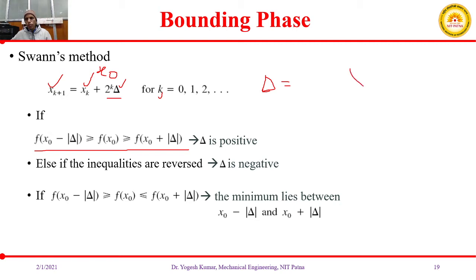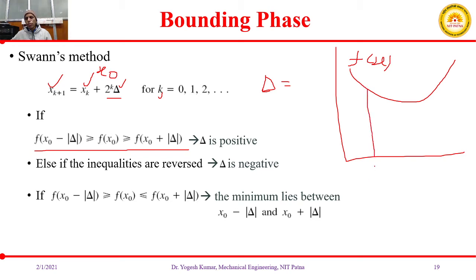Let me draw this unimodal function here again, for clarity. So suppose this is your function fx, and this is your starting point x0. This is your interval a and b, x equal to a and x equal to b. This is your value of x. Okay, so since we have starting value x0, we calculate the function corresponding to this value.